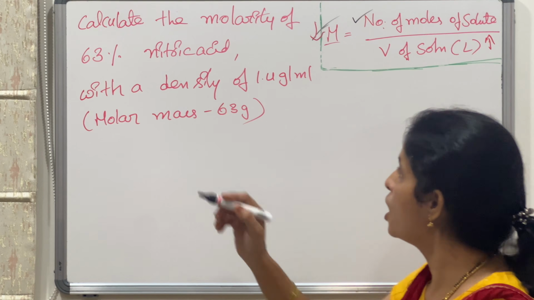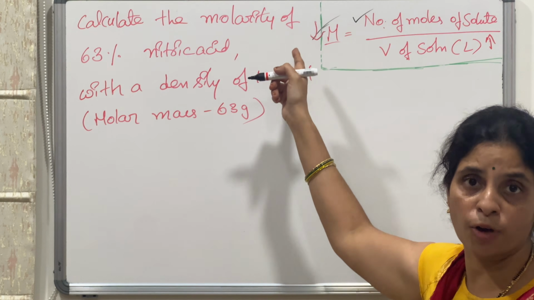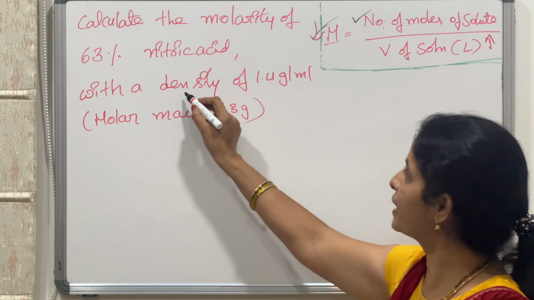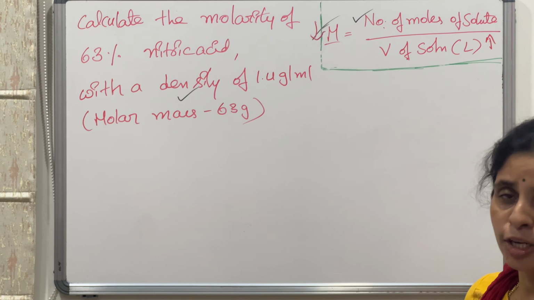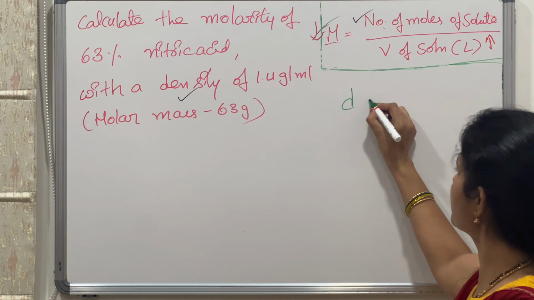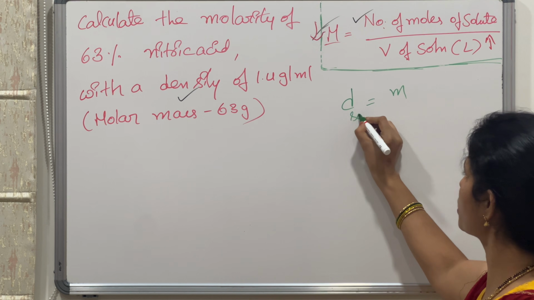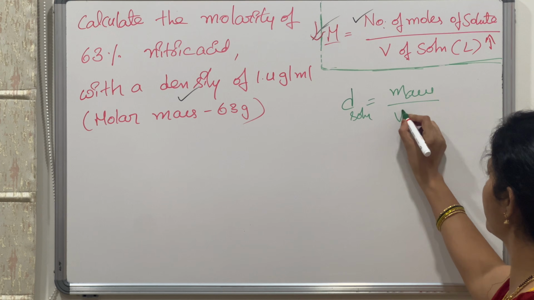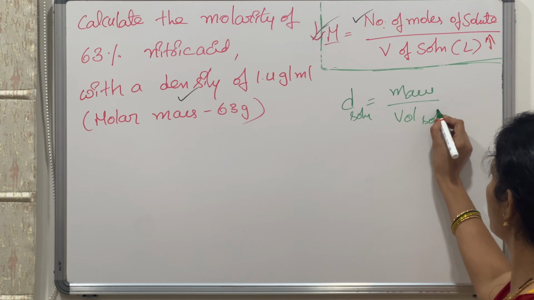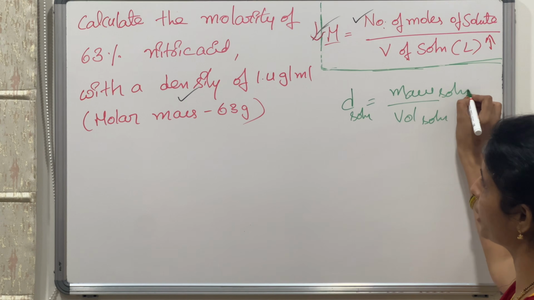Molar mass is given. So how to calculate the molarity? You know the formula of molarity, but here it has given a density. Now how to solve this problem? Here you know the relation: density of the solution is mass of the solution divided by volume, density is equal to mass by volume. You keep this point in your mind.